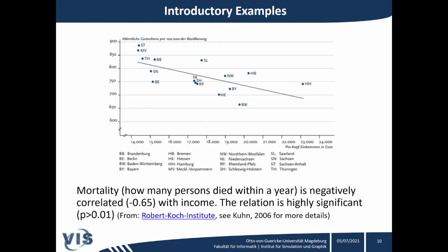Here we see another regression example where mortality, meaning how many persons died within a year, was plotted against the income. We can see that there exists a negative, highly significant correlation between both quantities. This means mortality is higher among people with lower incomes, and there may be many reasons for this, such as poorer medical care or low quality food.